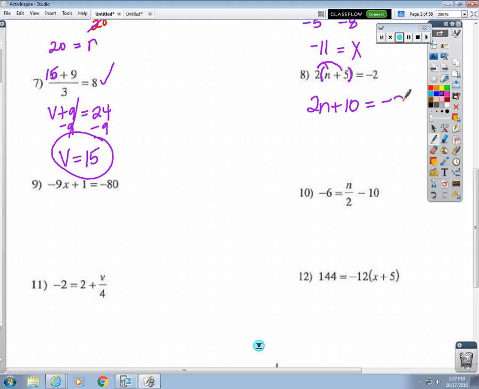And now from there, I just have a 2-step equation. The first step is to subtract the 10 on both sides. And that gives me 2n equals negative 12. And then I would divide by the 2 on both sides, and that gives me n equals negative 6. Okay, but I think there's an easier way to do that one. Write this down, and then I'll show you.